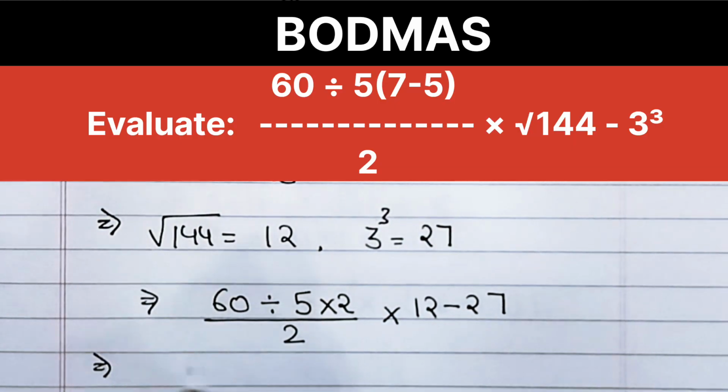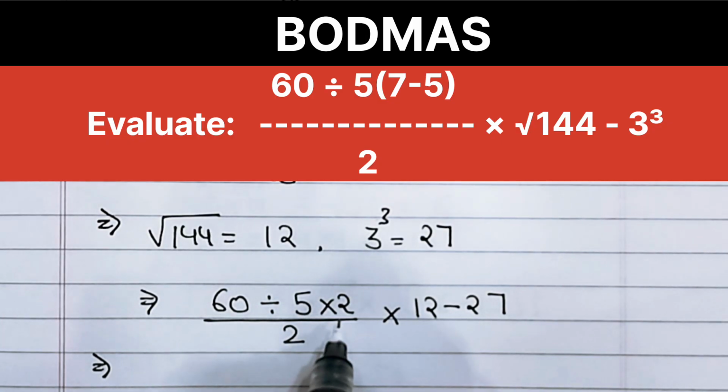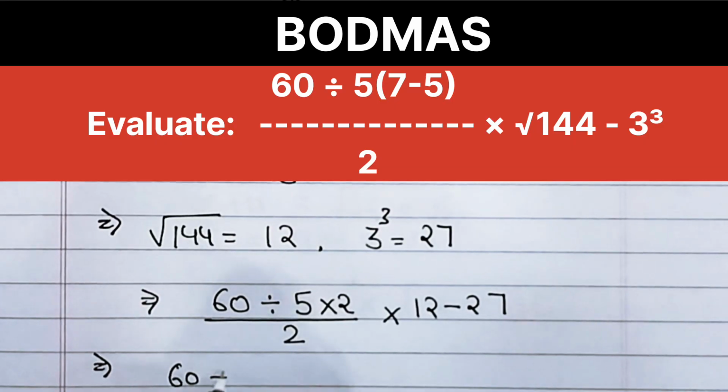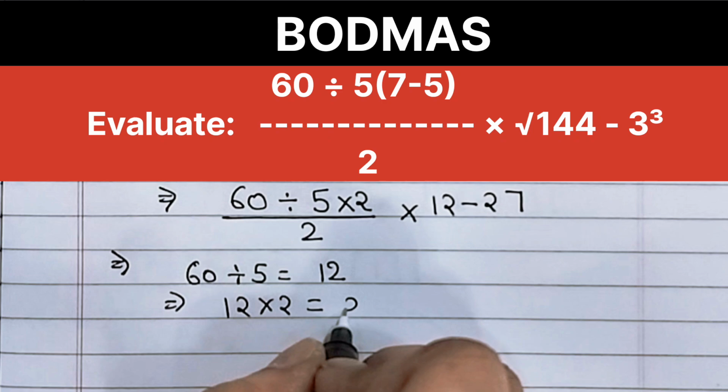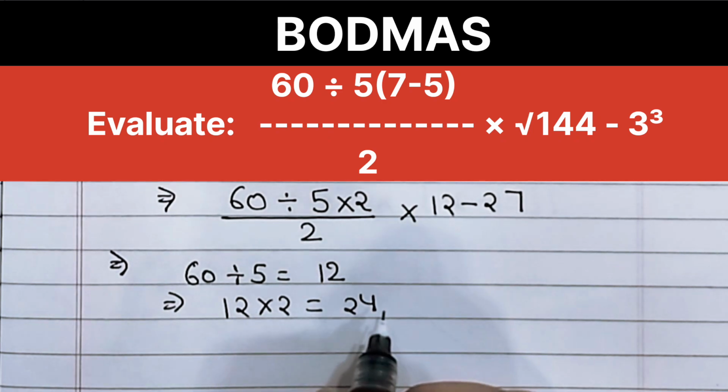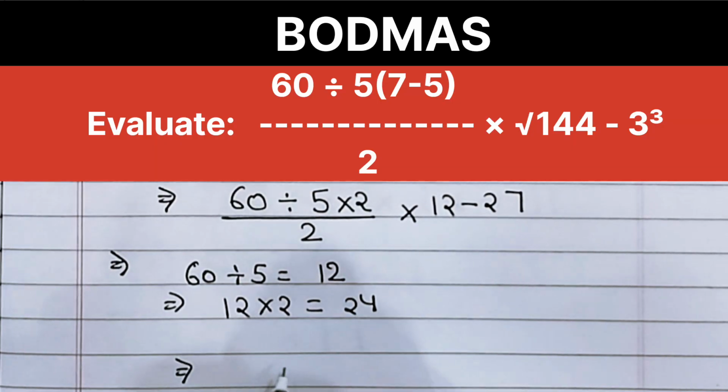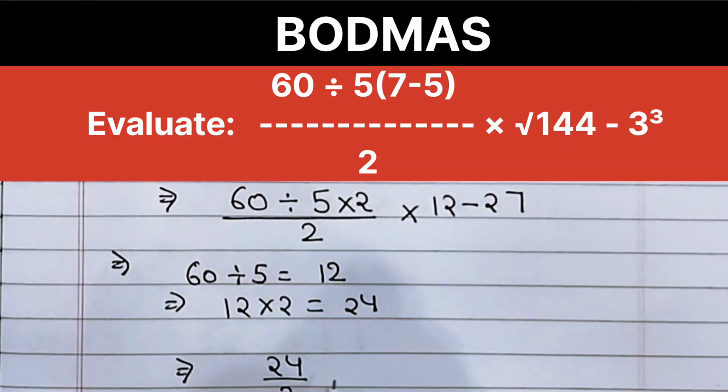Now step 3. Step 3, we do division and multiplication from left to right. In the numerator, the top part, we solve from left to right because division and multiplication hold equal rank. So 60 divided by 5 equals 12. Now 12 times 2 equals 24. Why are we doing this? When operations of equal rank appear, you must work from left to right to maintain accuracy. Now the expression becomes 24 over 2 multiplied by 12, minus 27.